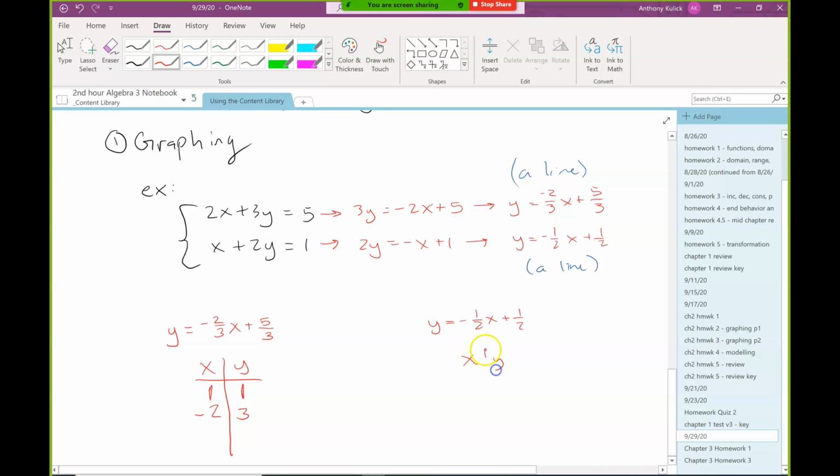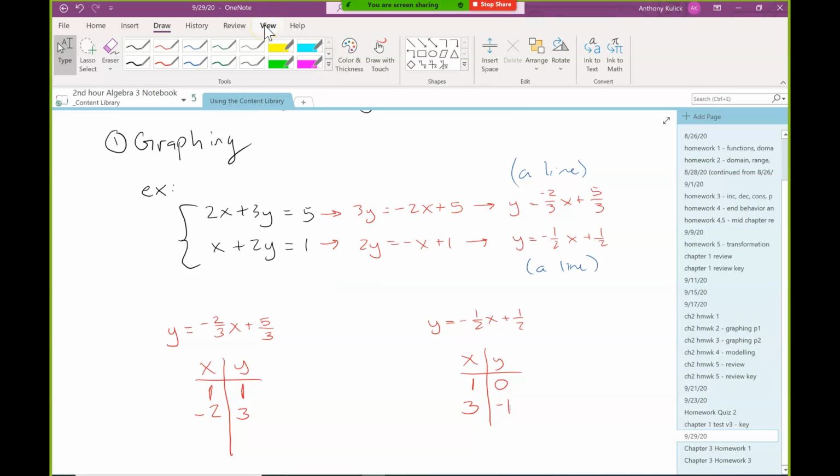This other one. So I notice again, if x is 1, negative 1/2 times 1 plus a half, which gives me 0. And then say if x is 3, negative 1/2 times 3 is negative 3/2. And then plus 1/2 is negative 2/2, or negative 1.